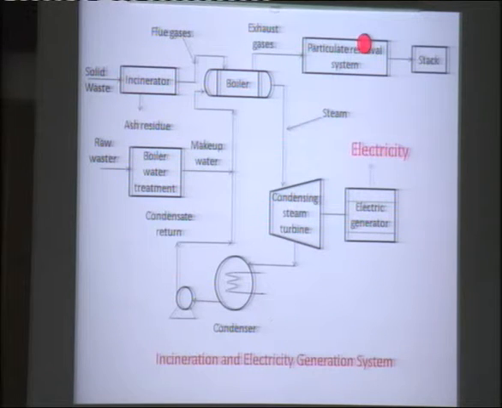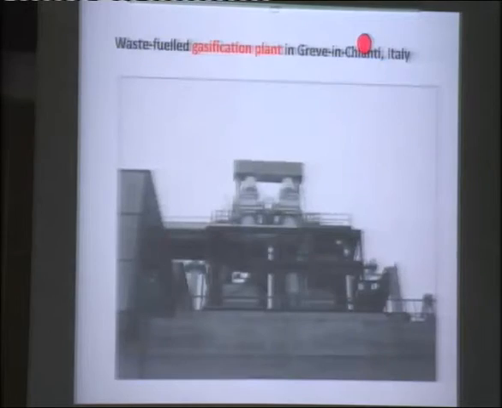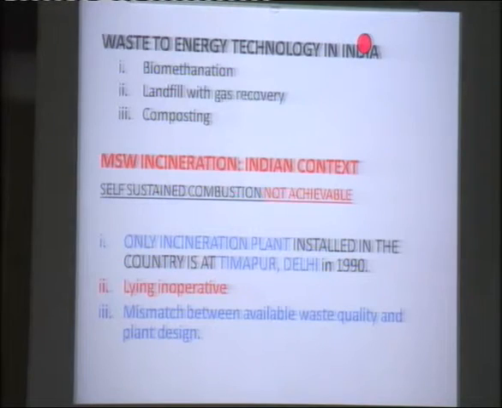This is a typical flow diagram of an incineration and electricity generation system. You will always have a solid waste incinerator. You will get the flue gas, and the temperature is very high, 900 to 1100 degrees centigrade. That can be used for generation of high pressure steam, which is used for generation of electricity in a steam turbine. The gas will then go to the particulate removal system and then to the stack.